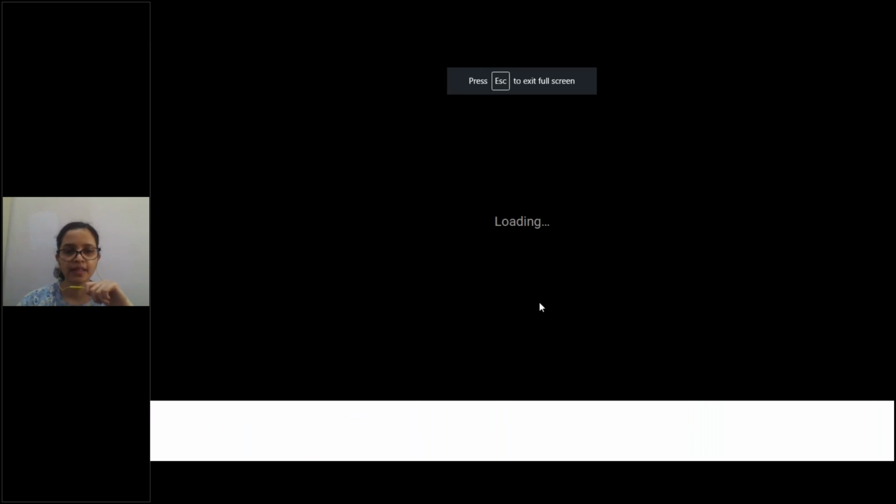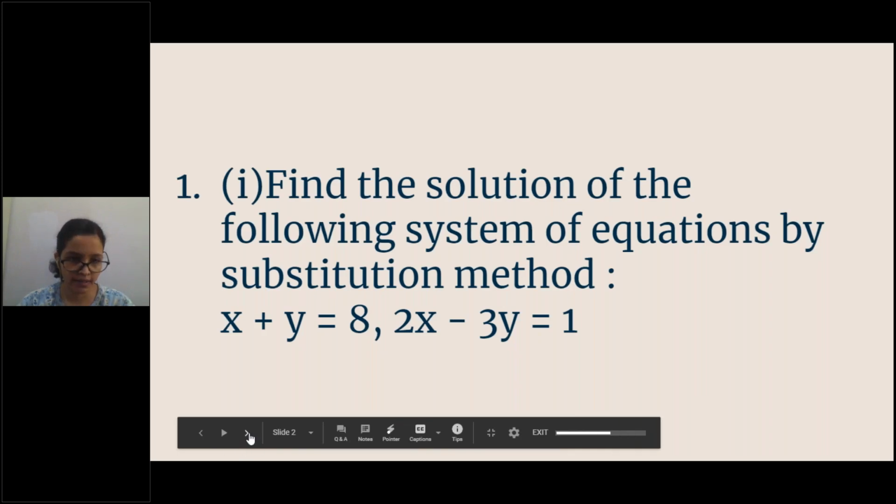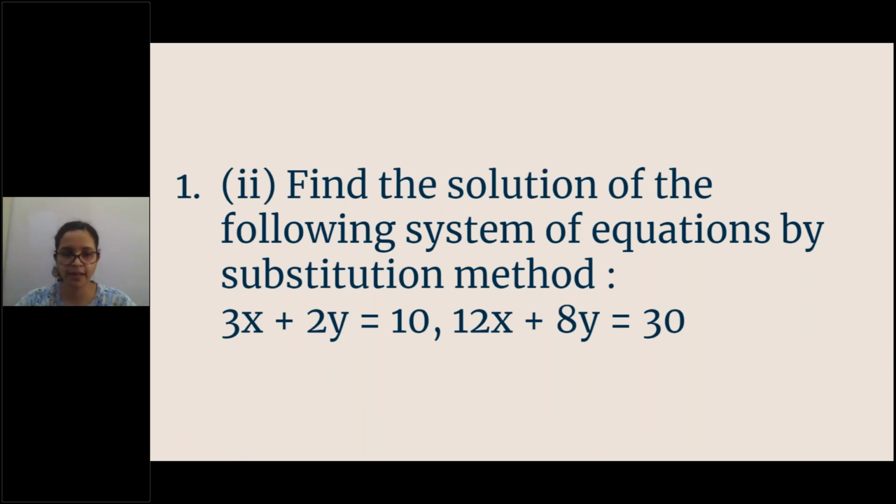Okay, so this is easy peasy. I want you to solve the next question then. Okay, solve this question. Find the solution of the following system of equations by substitution method. Same thing. 3x plus 2y is equal to 10 and 12x plus 8y is equal to 30.